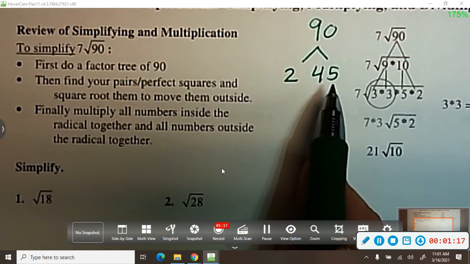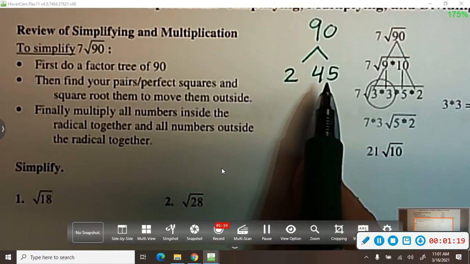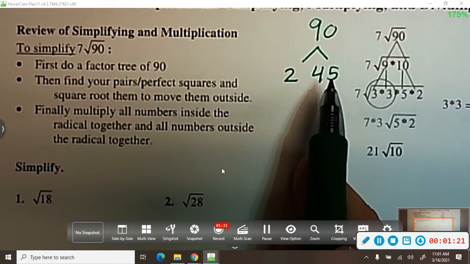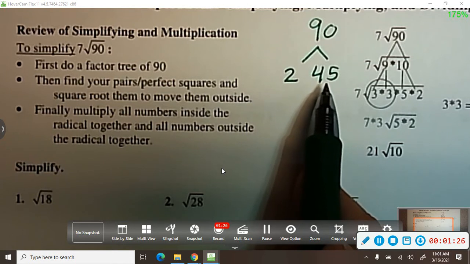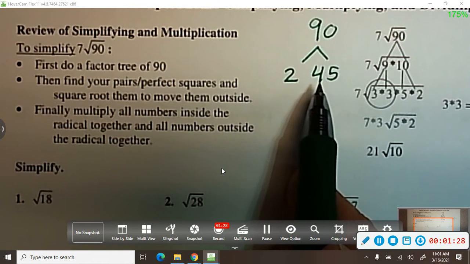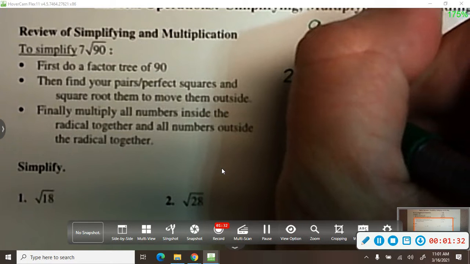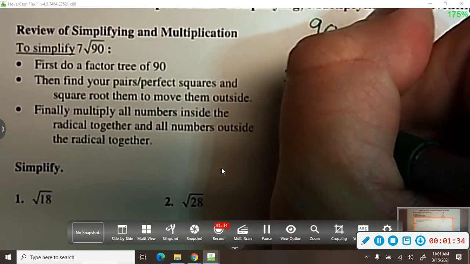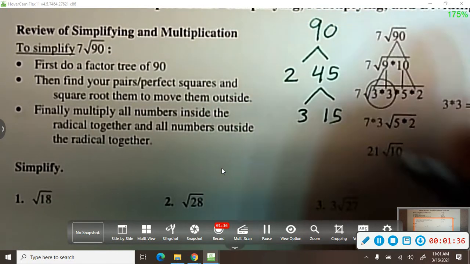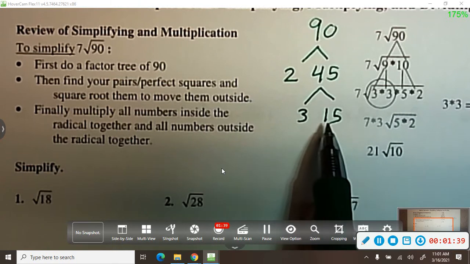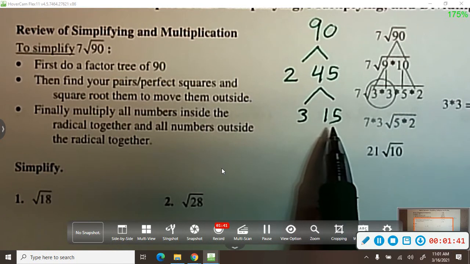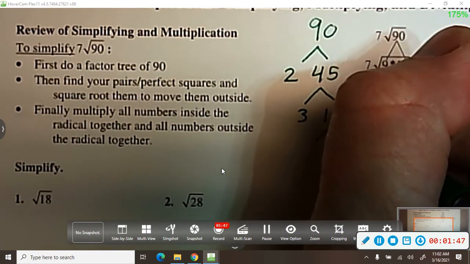I then try to take 45 divided by 2. That's impossible without getting a decimal, because 45 is odd, 2 is even. So I can't divide it by 2, so then I try 3. 45 divided by 3 is 15. So this would be 3 times 15. And then if it wasn't divisible by 2 before, it's not going to be divisible by 2 now. So now I try dividing that by 3 again. That's 3 and 5.